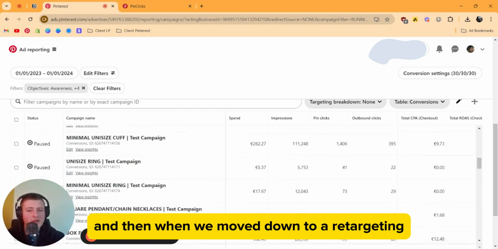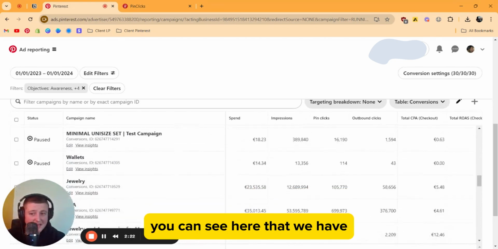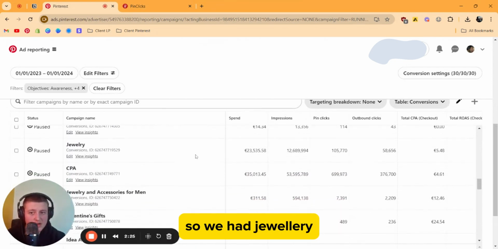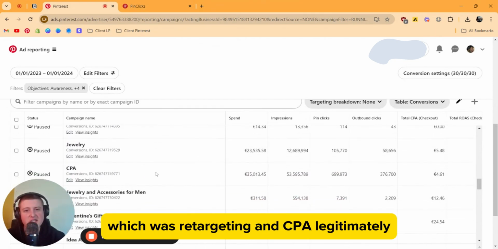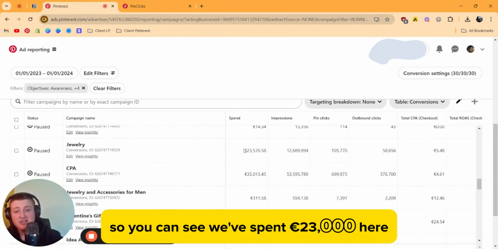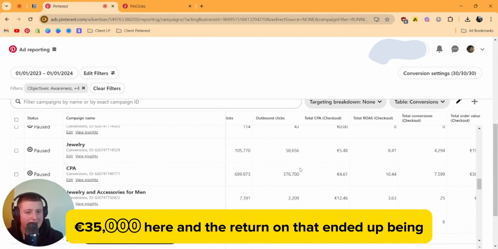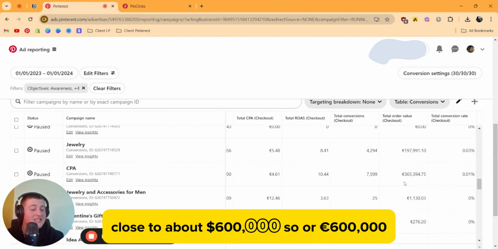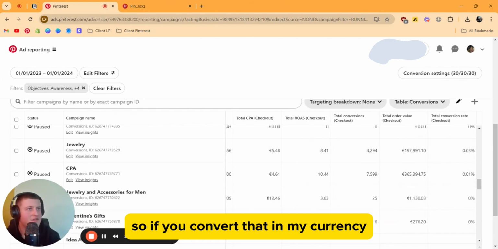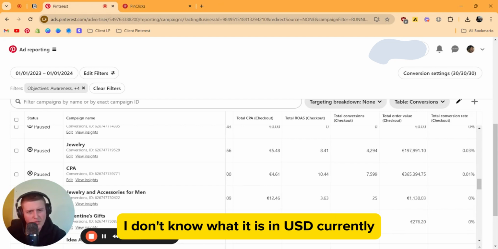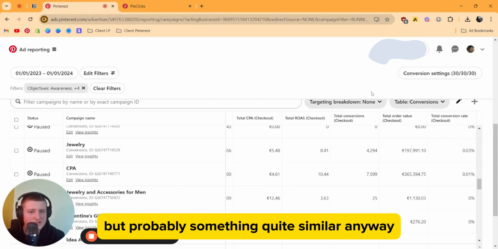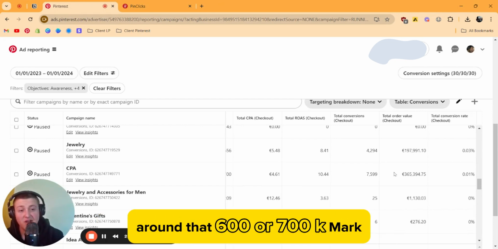And then when we move down to our retargeting, you can see here that we had jewelry, which was retargeting, and CPA, legitimately just seeing how low we could push the bid cap. So you can see we've spent 23,000 euros here, 35,000 euros here, and the return on that ended up being close to about 600,000 euros. If you convert that to my currency, it's about $1 million, but I don't know what it is in USD currently, probably something quite similar, around that 600 or 700K mark.